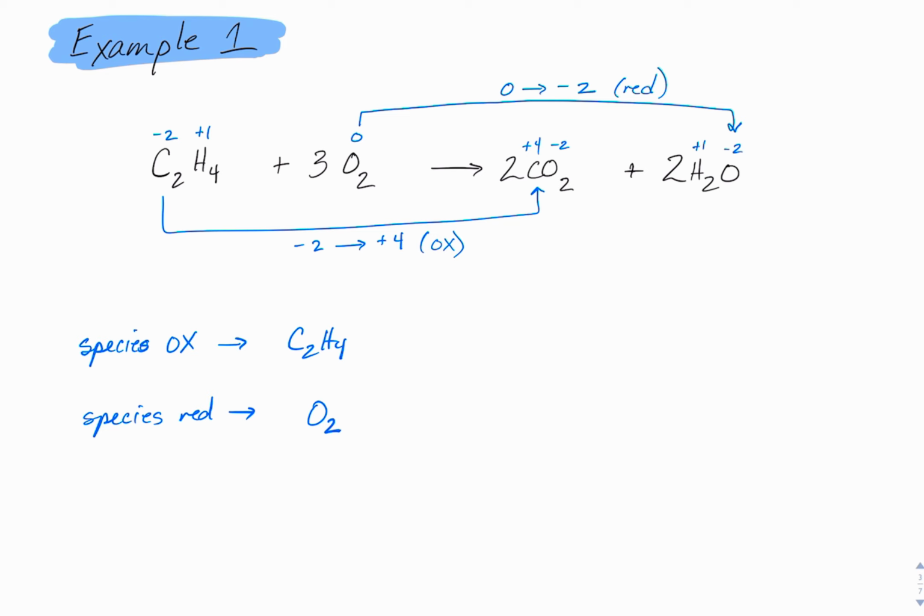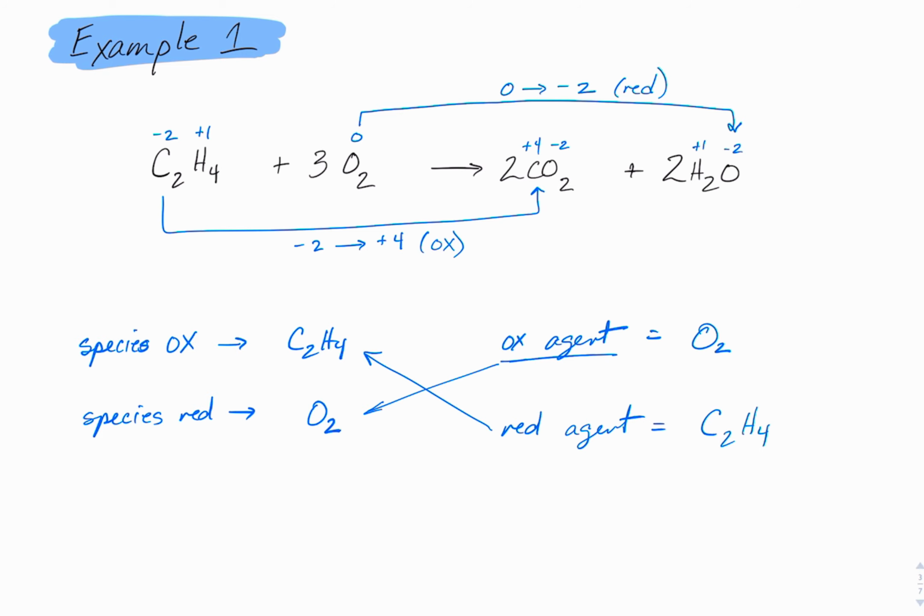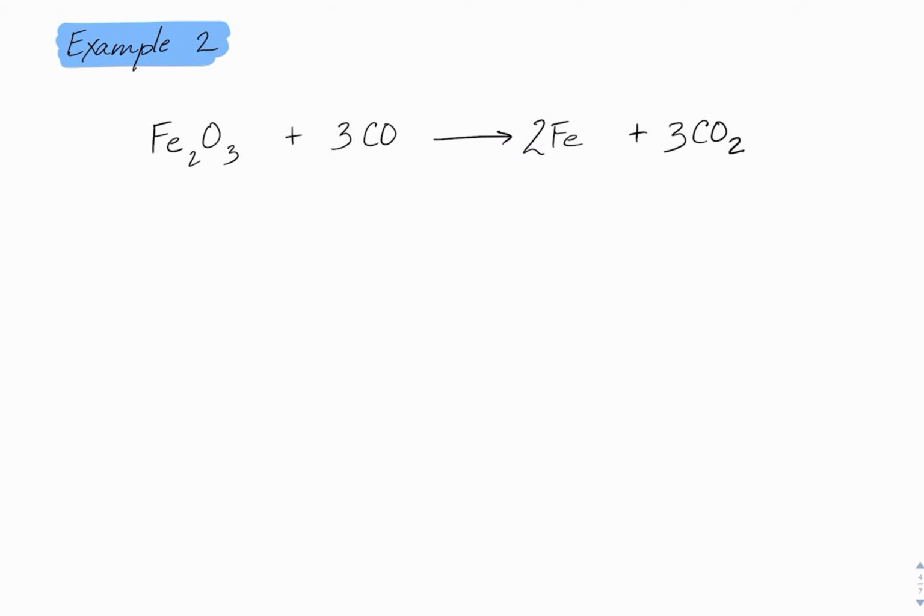Now, if I asked you what were the oxidizing agent and the reducing agent, so if we looked at this from the different perspective, it's the exact opposite. Remember, oxidizing agent is the thing that gets reduced, so this would be O2, and the reducing agent is the thing that's oxidized, so it's C2H4. Okay. Let's go on to another example.